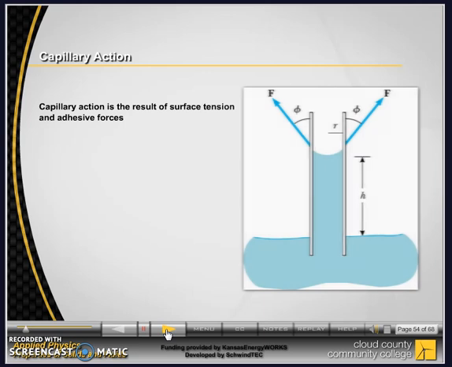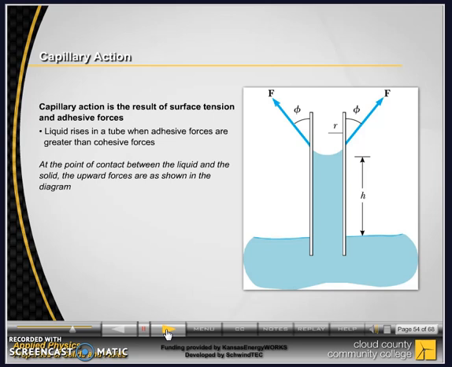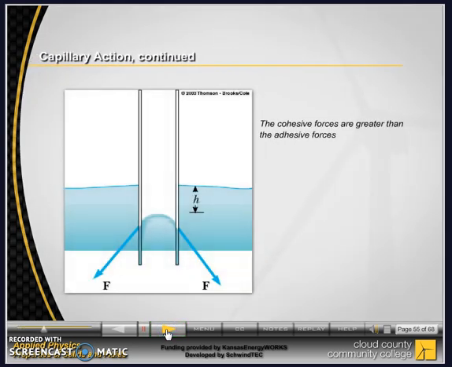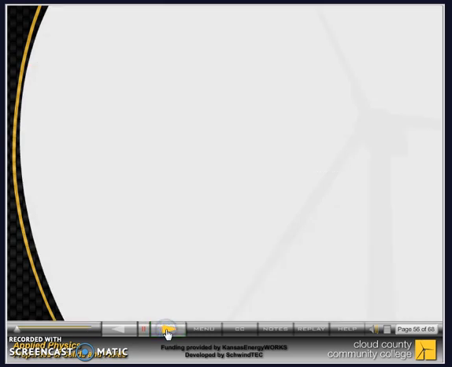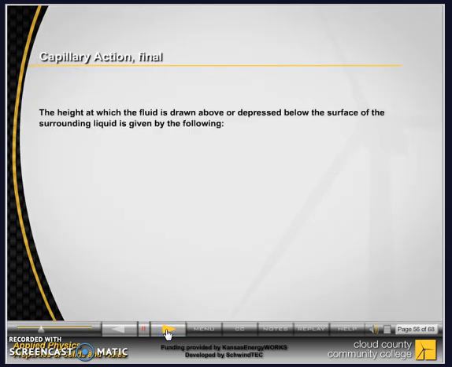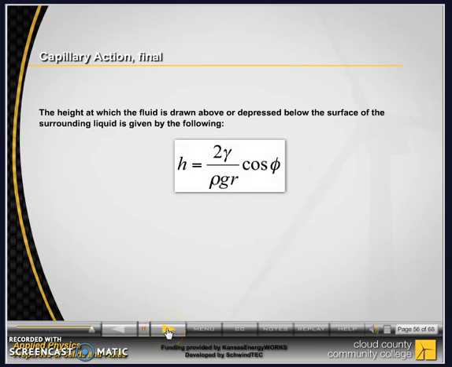Capillary action is the result of surface tension and adhesive forces. The liquid rises in a tube when adhesive forces are greater than cohesive forces. At the point of contact between the liquid and the solid, the upward forces are shown in the diagram. Here, the cohesive forces are greater than the adhesive forces. The level of the fluid in the tube will be below the surface of the surrounding fluid. The height at which the fluid is drawn above or depressed below the surface of the surrounding liquid is given by the following.